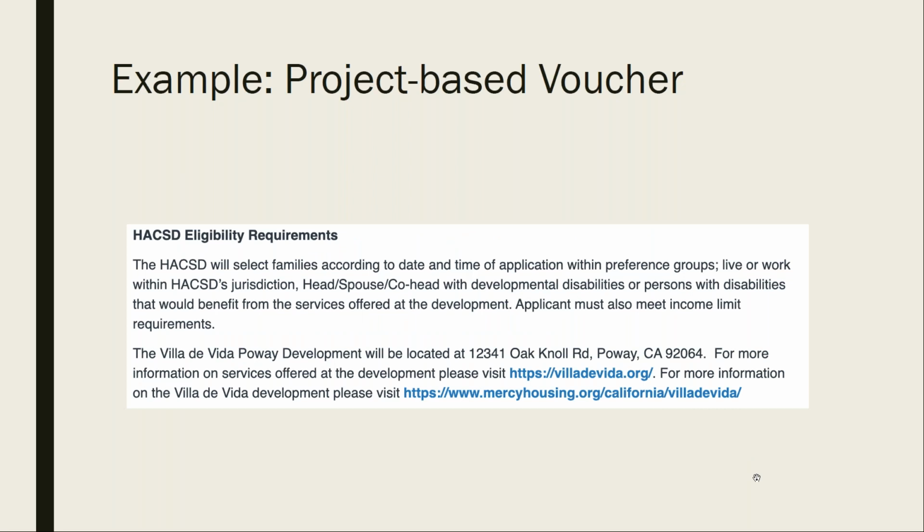And here we see that date and time of application is going to set the order and then preferences. Preferences are live work, which is a common preference, and having a developmental disability or other disability that would benefit from on-site services. So here again, you see disability status being connected to the attributes of this property in these units. Next slide, please.